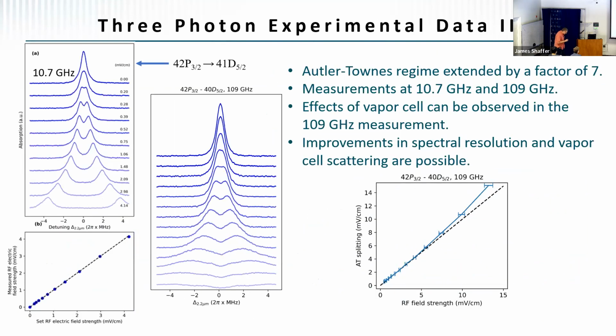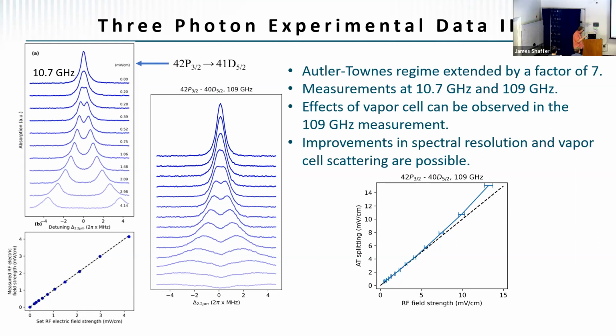This is the slide that I wanted to show you to motivate this. These are the spectra of the EIT splitting in an RF field at different frequencies. This one is at 10.7 gigahertz, and this one's at 109 gigahertz, so there's quite a big wavelength difference between those two measurements. These are both done in a conventional vapor cell, because this is still an experiment that I'm going to talk to you about tomorrow.